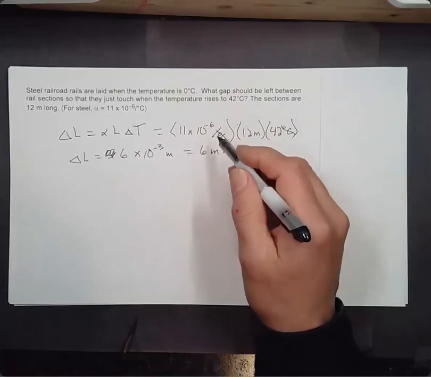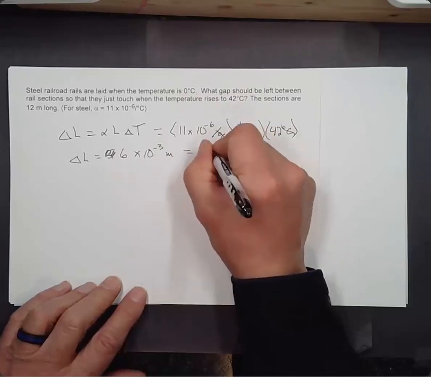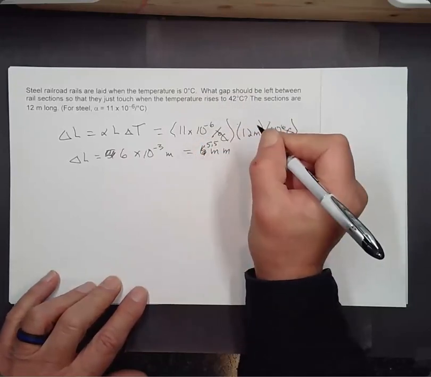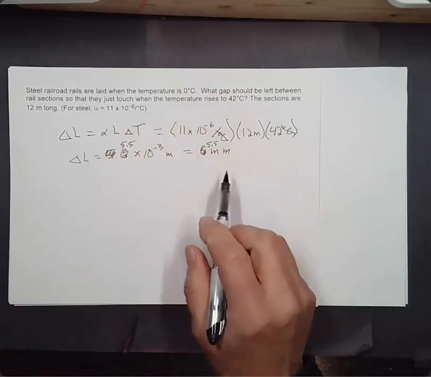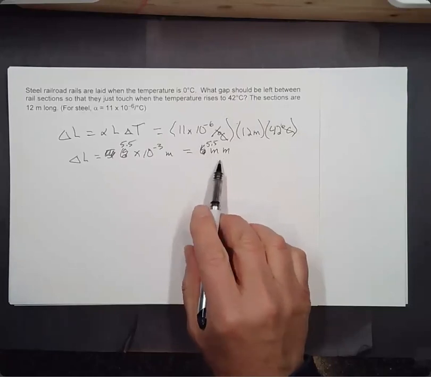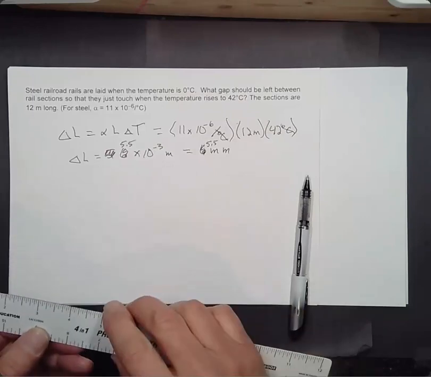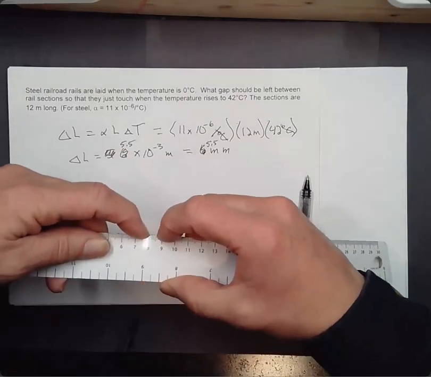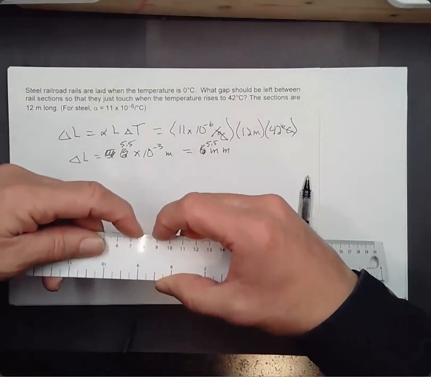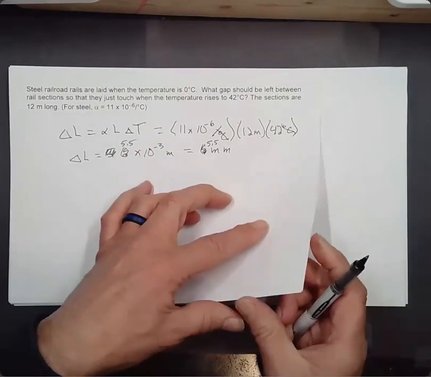Actually, it looks like we've got 2 sig figs, so I guess we could write this as 5.5. That would work out okay. Keeping 2 significant figures, but it might be safest to leave 6 millimeters. Now, that's not all that big a gap. So wherever 6 millimeters is, it's a little bit of a change.